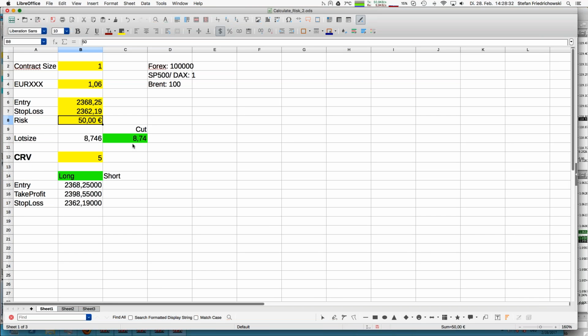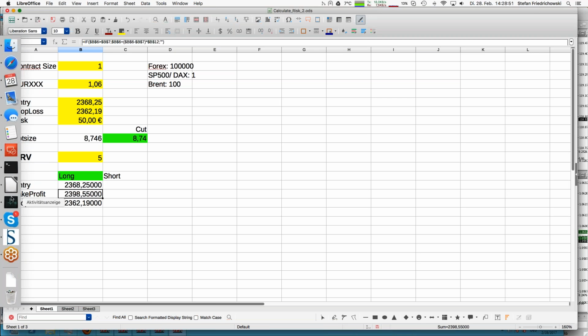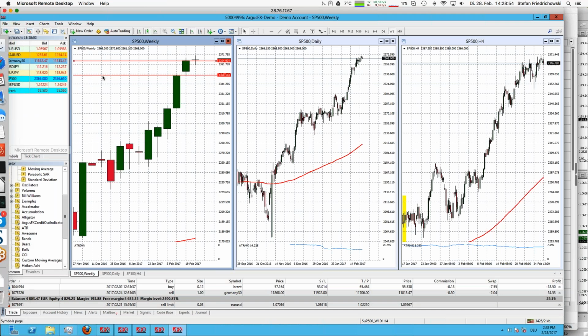Now you see we have 8 lots for the lot size, and we have a different take profit. The take profit is a little bit more tight, so 2398.55. So now everything is right, and it's time to place the order, hopefully.